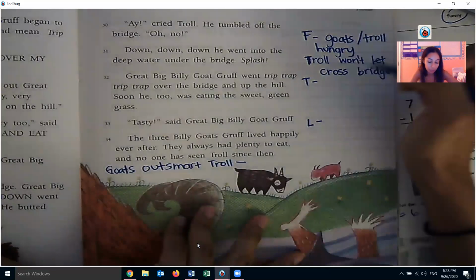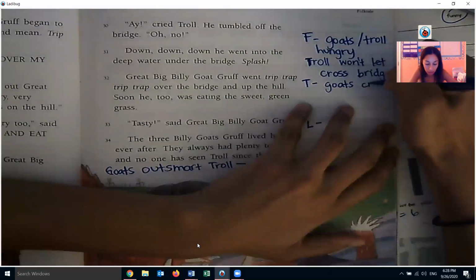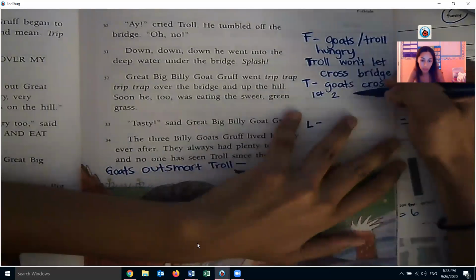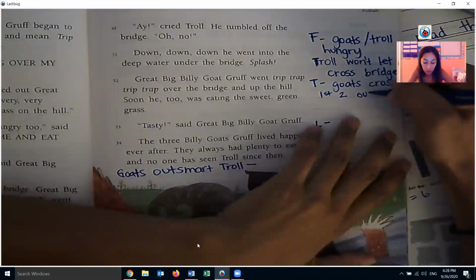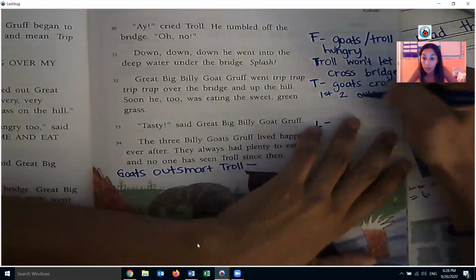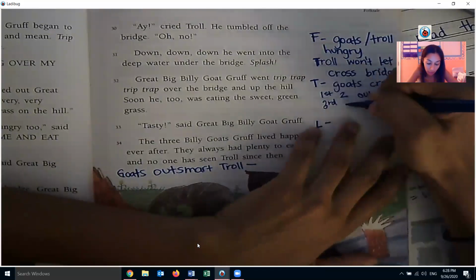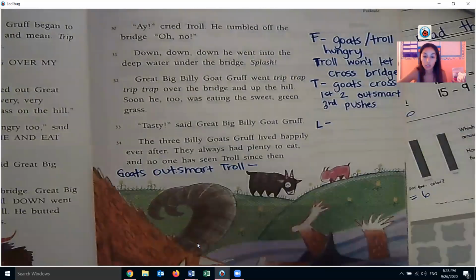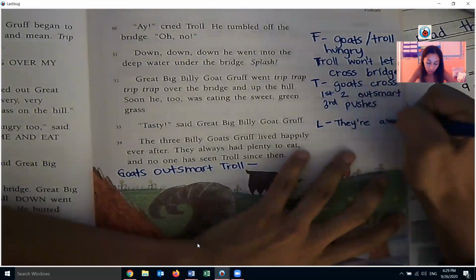Then the goats decide to cross. The first two goats, I'll use the word we'll use later, outsmart the troll. And they outsmart the troll by saying, oh, don't eat me, there's something bigger coming. And then the third one pushes him out of the way and into the water, and he gets to go through. So last, they're all over the bridge.